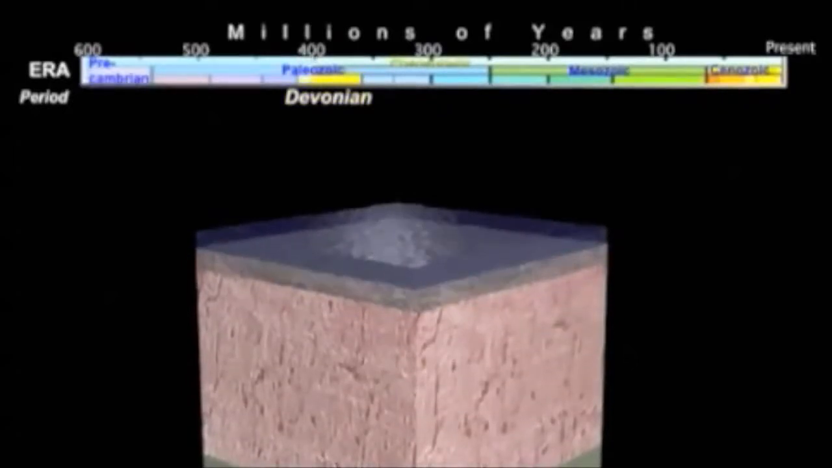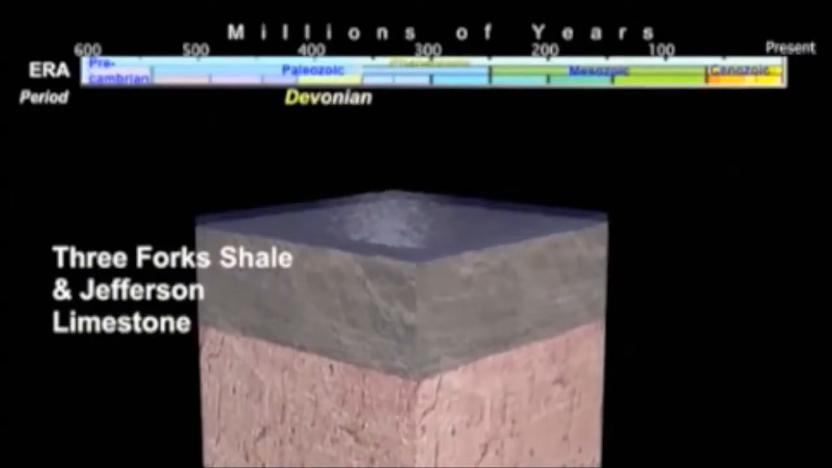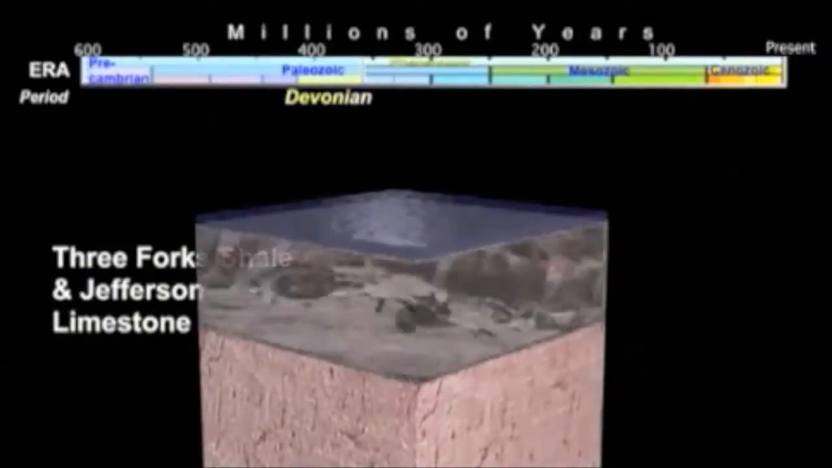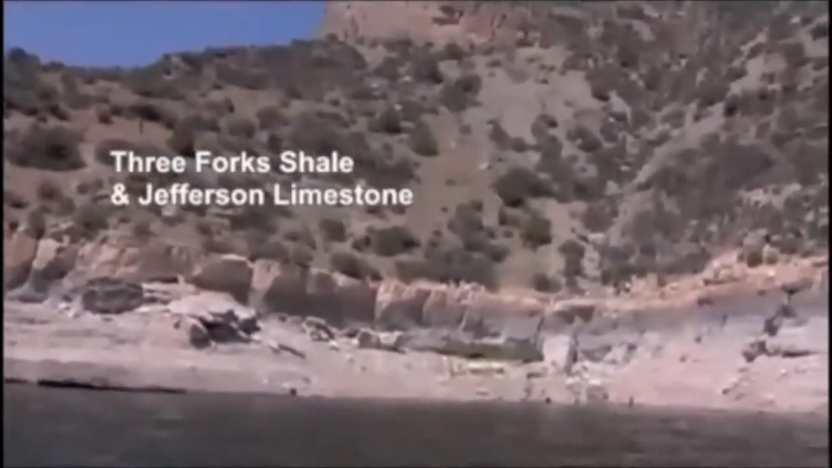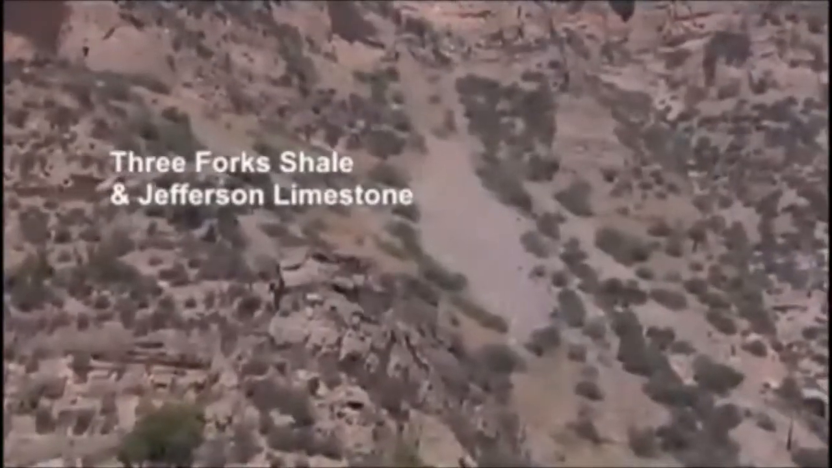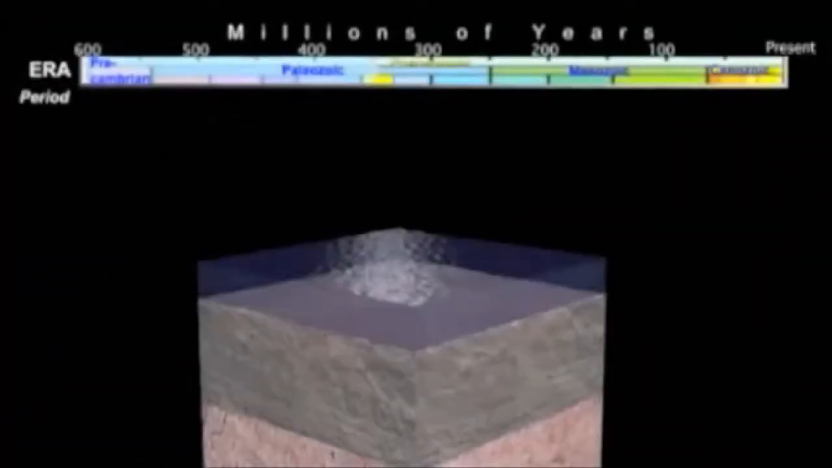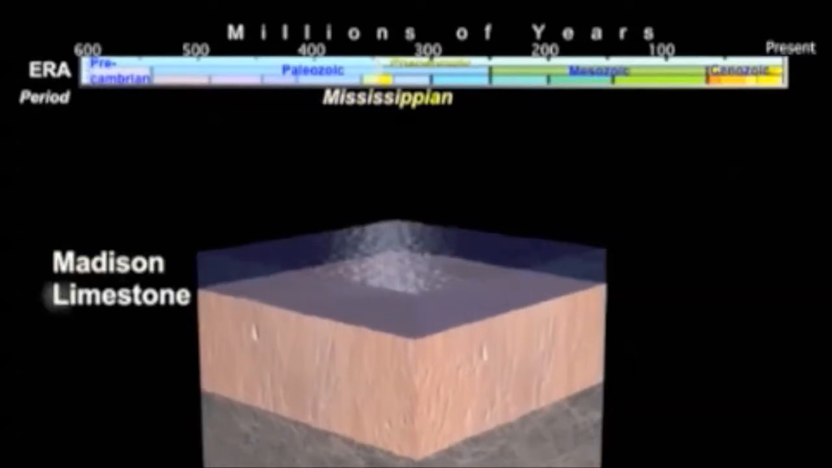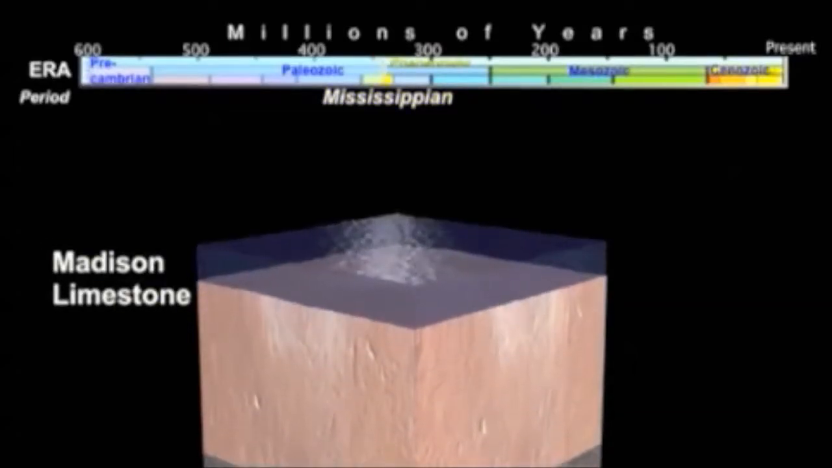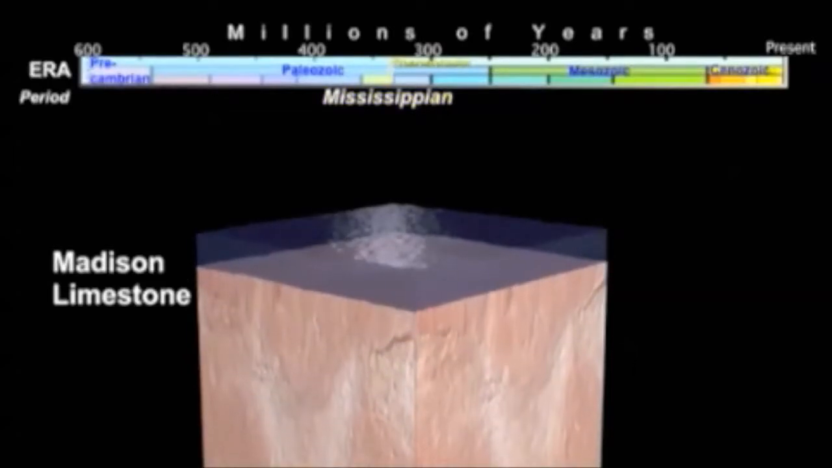During the Devonian period, the Three Forks Shale and Jefferson Limestone formed in a shallow water environment. As seen here near Bull Elk Basin, these contain mostly shale, weathering into slopes suitable for vegetation. 350 million years ago, during the geologic period known as the Mississippian, the Madison limestone began accumulating. Its thickness reached over 700 feet.